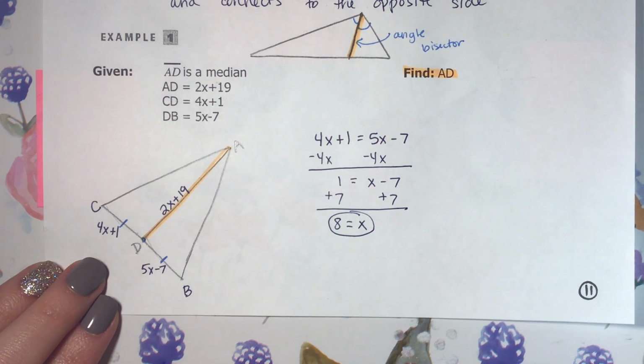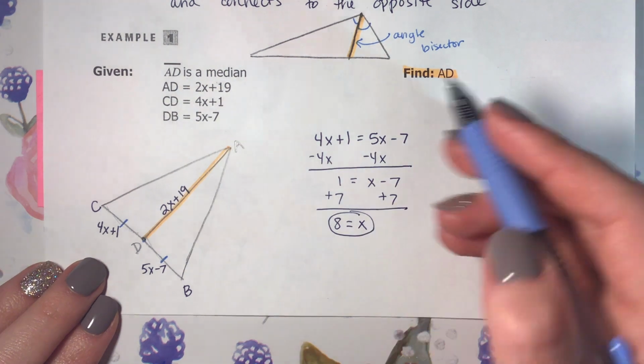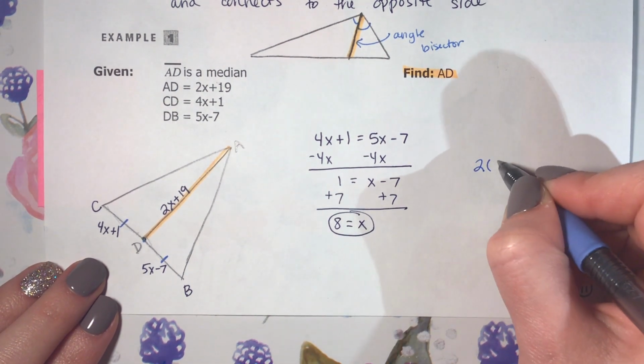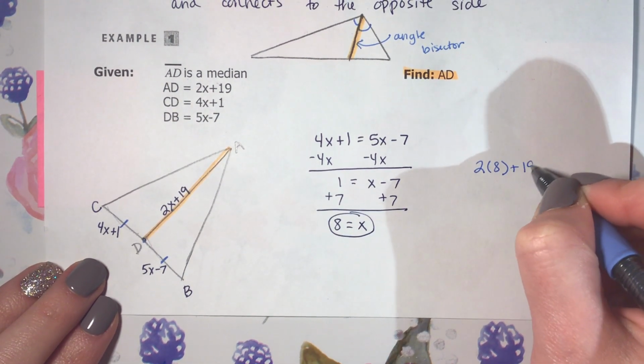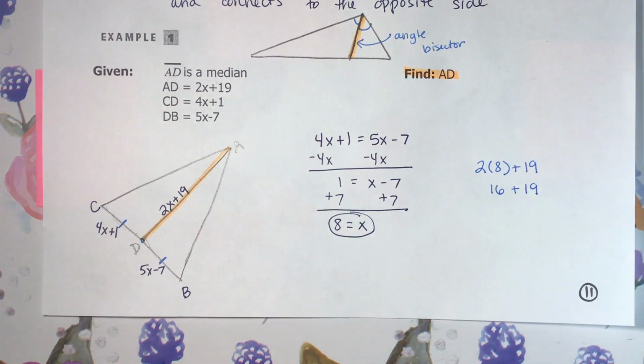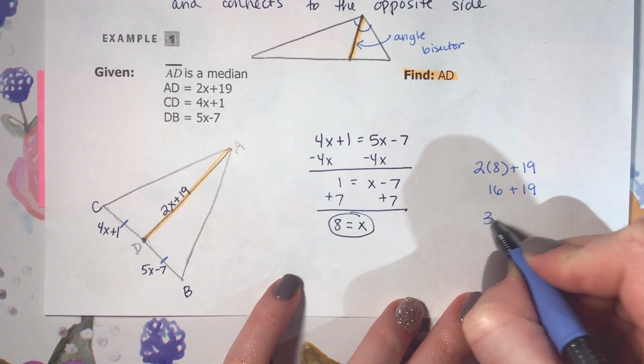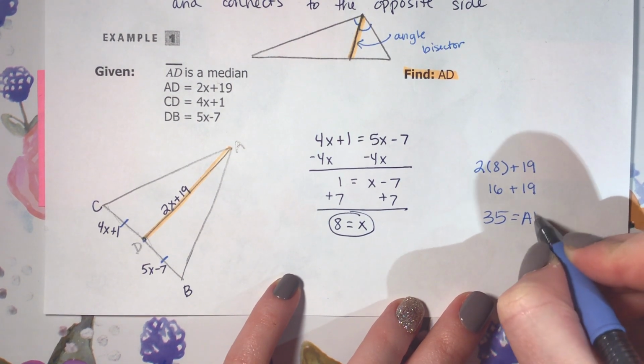So I'm now going to take this x equals 8 and substitute it in to my value. So I'm going to say 2 times 8 plus 19. That is 16 plus 19. 16 plus 19 is going to be 35. So I'm going to say 35 is equal to AD.